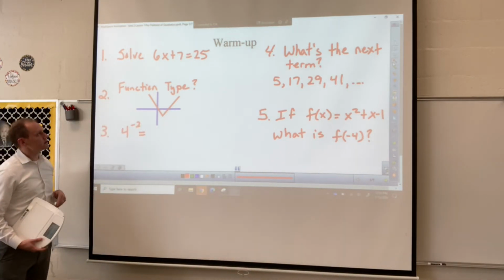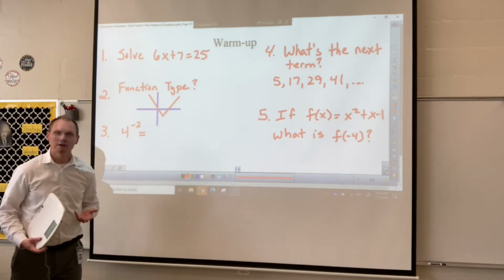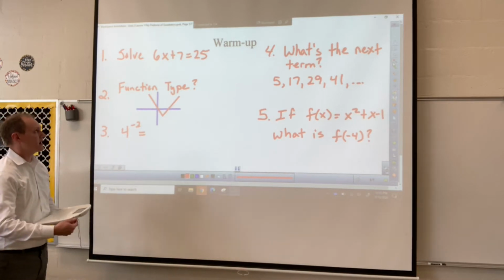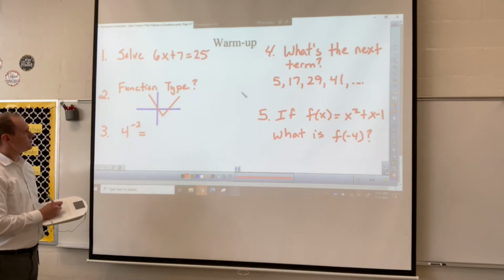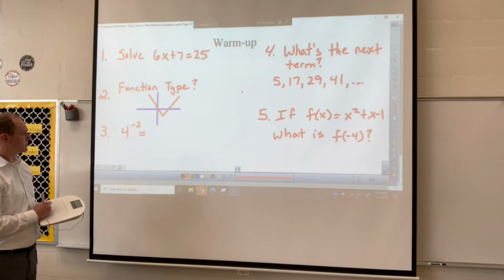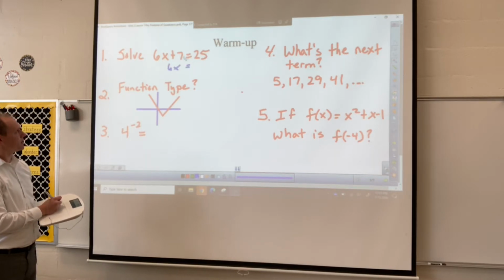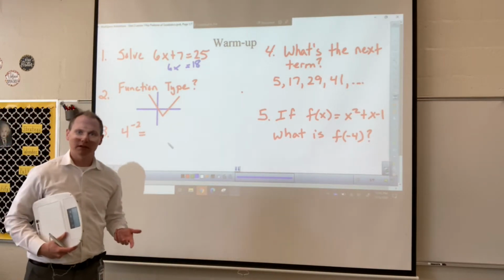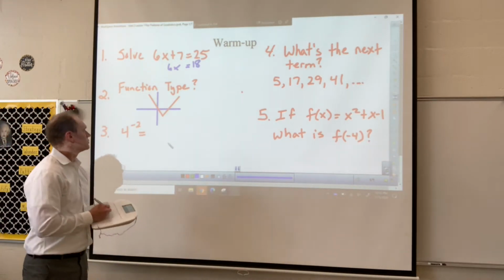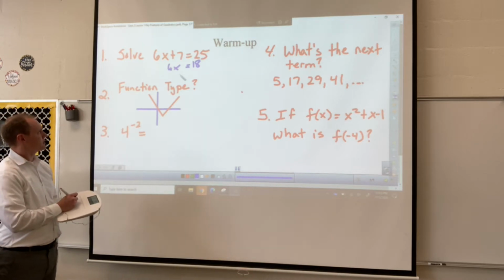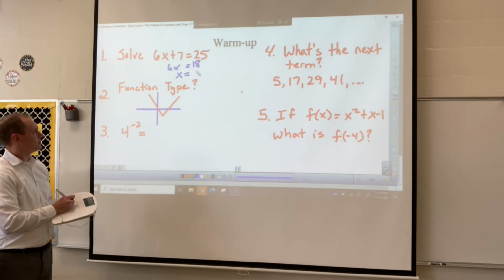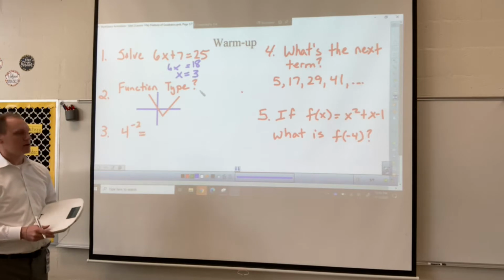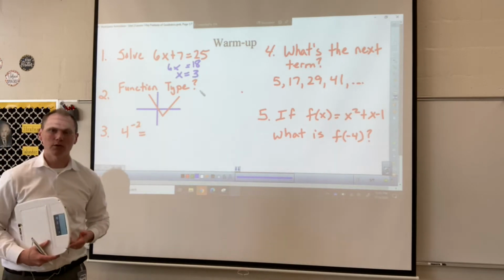So if we solve this equation, there's a number of ways to do this. Probably the best way is to subtract 7 on both sides. When we do that, we get 6x equals 25 minus 7 is 18. And then if we divide both sides by 6, we can actually solve for x. So we're going to divide 6x by 6 and get x. 18 divided by 6 is 3. So 3 satisfies that equation.